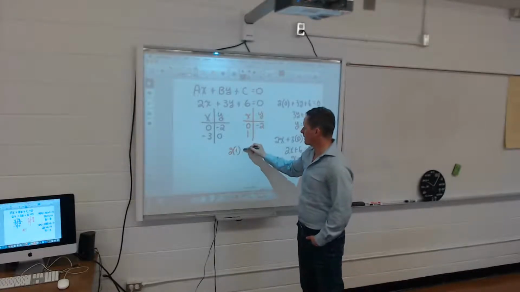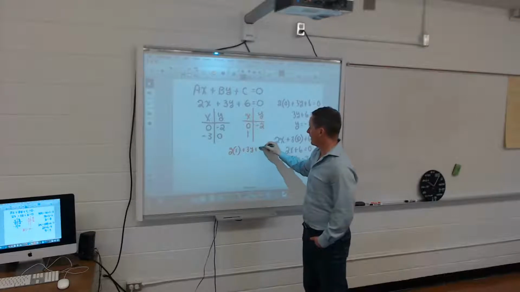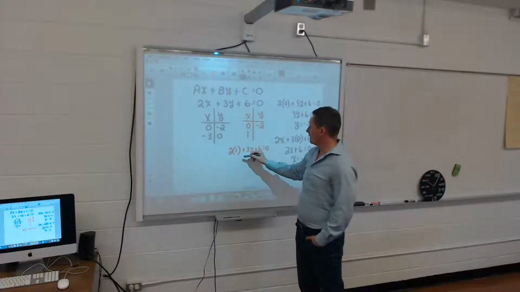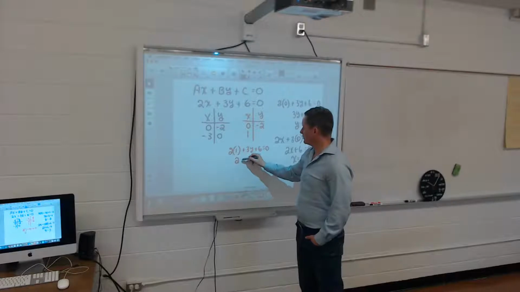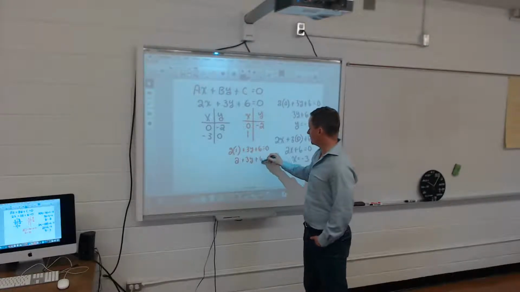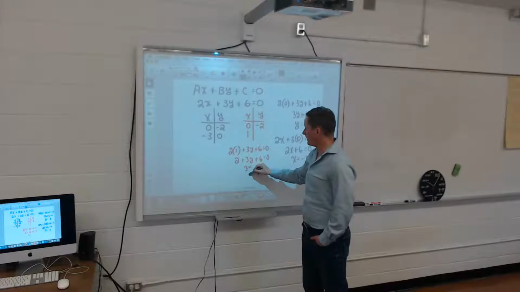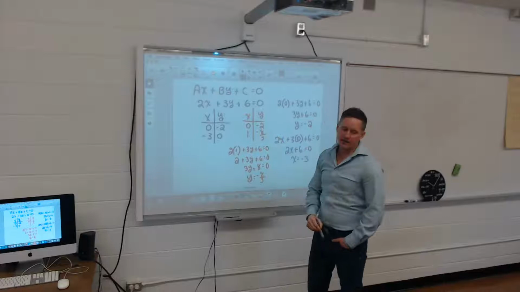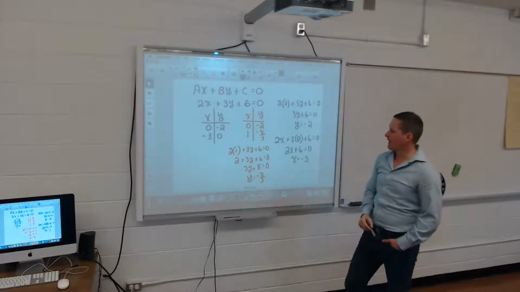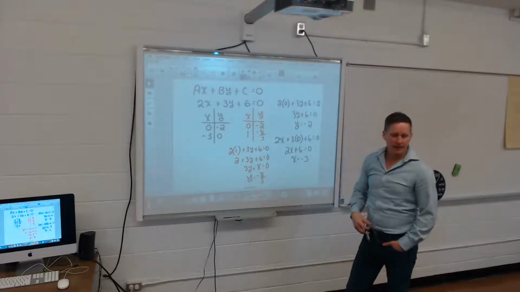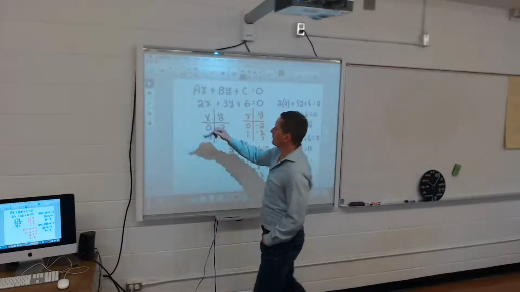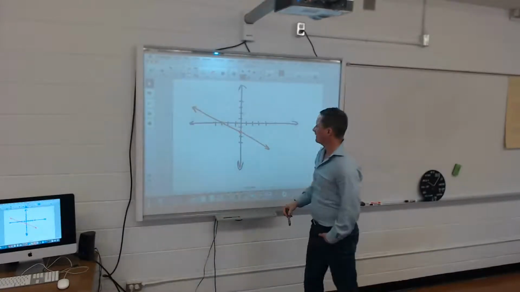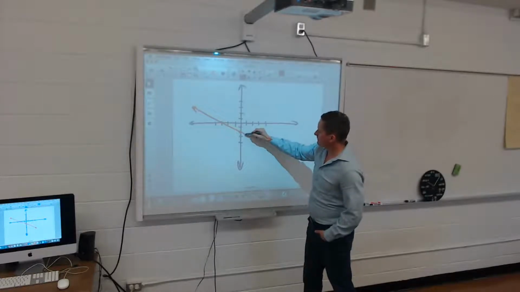So 2 times 1 plus 3y add 6 equals 0. That gives me 2 plus 3y add 6 equals 0. 3y plus 8 equals 0. Y is equal to -8 over 3. So now I'm dealing with a fraction. It doesn't work out that great, but it's still on the line. So if I skip back over to my line, that value is right here.